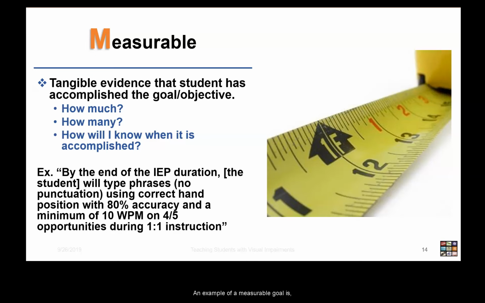An example of a measurable goal is, by the end of the IEP duration, the student will type phrases, no punctuation, using correct hand position with 80% accuracy and a minimum of 10 words per minute on 4 out of 5 opportunities during one-on-one instruction. This goal clearly states what needs to happen in measurable terms for it to be accomplished.